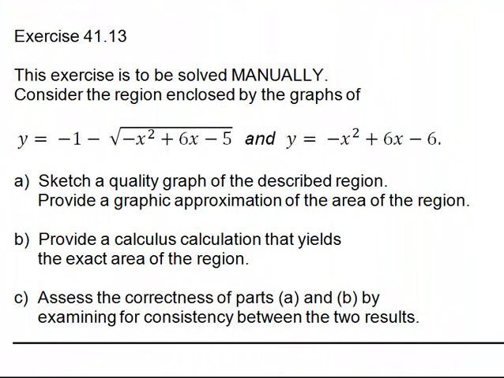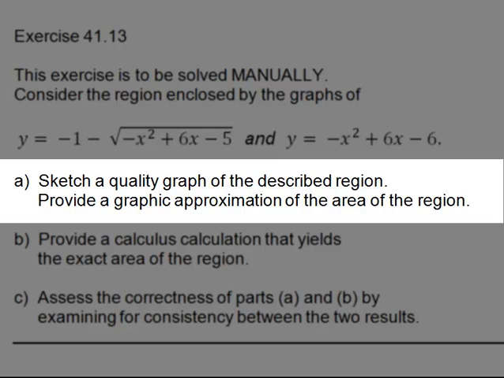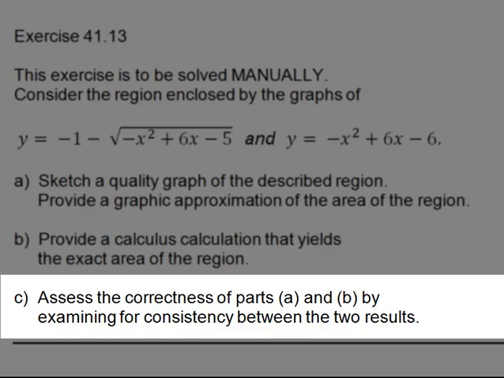Exercise 41.13. This exercise is to be solved manually. Consider the region enclosed by the graphs of y equals 2, negative 1 minus square root of quantity negative x squared plus 6x minus 5, and y equals 2, negative x squared plus 6x minus 6. Part A. Sketch a quality graph of the described region. Provide a graphic approximation of the area of the region. Part B. Provide a calculus calculation that yields the exact area of the region. Part C. Assess the correctness of parts A and B by examining for consistency between the two results.